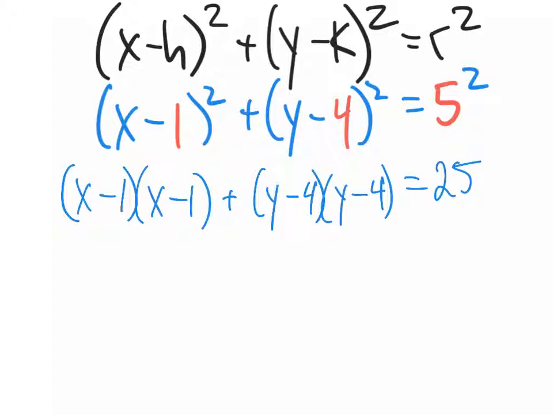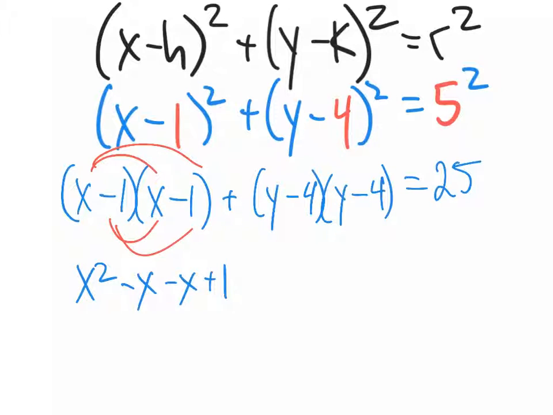We've got to FOIL. We're multiplying two binomials. We know that when we're foiling, it's first, outer, inner, last. So what exactly is that going to look like? x times x is x squared. x times negative 1 is going to be negative x. Negative 1 times x is going to be negative x. Negative 1 times negative 1 is going to be positive 1.